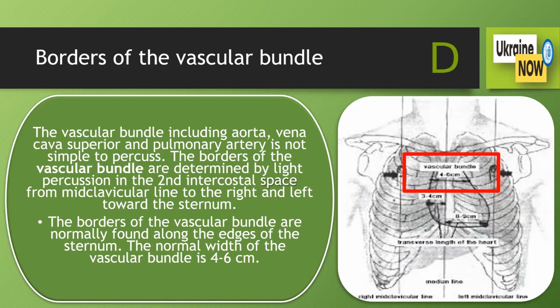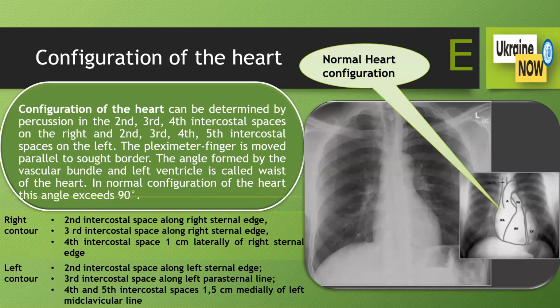The borders of the vascular bundle are normally found along the edge of the sternum. The normal width of the vascular bundle is 4 to 6 centimeters. And point E in percussion of the heart is determination of the configuration of the heart. Configuration of the heart can be determined by percussion in the second, third, fourth intercostal space on the right, and second, third, fourth, fifth intercostal space on the left.